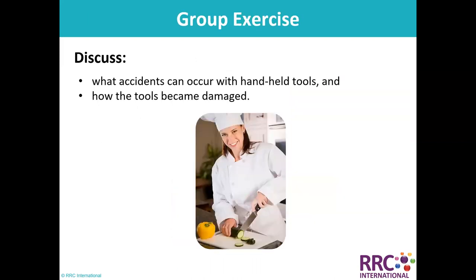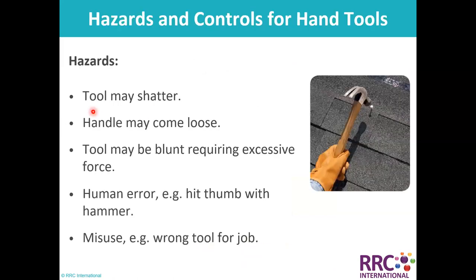Remember, we are not discussing power tools. We are discussing hand tools which are non-powered. Tools may shatter. When we talk about shatter, it can slip and smash into someone. Handle may come loose and the tool can slip out. Tools may be blunt, which means unsharp, requiring excessive force. Then human error, for example, hitting your thumb with the hammer. Then misuse, for example, the wrong tool for the wrong job.